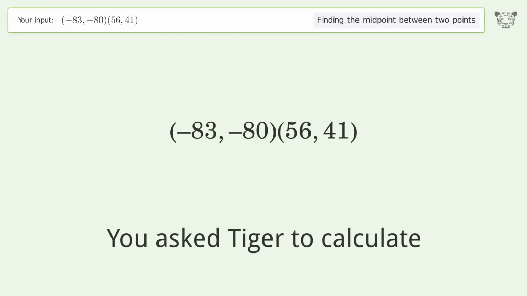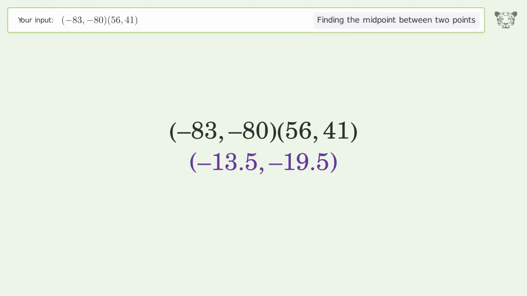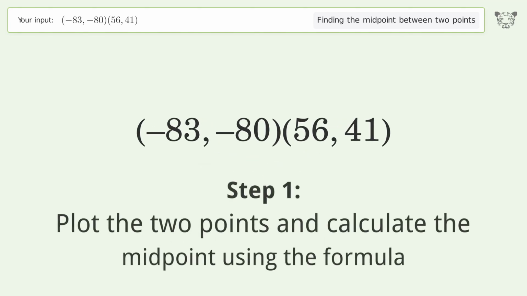You ask Tiger to calculate. This deals with finding the midpoint between 2 points. The midpoint between the 2 points is -13.5, -19.5. Let's solve it step by step. Plot the 2 points and calculate the midpoint using the formula.